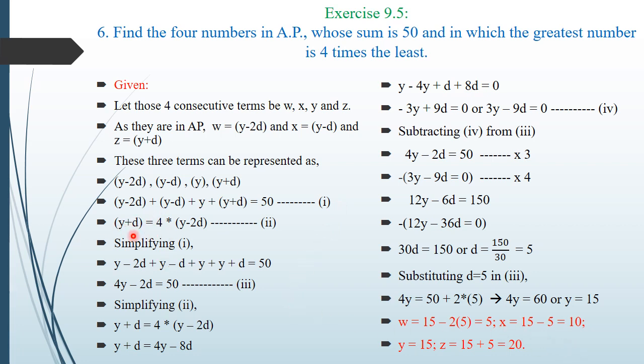Now let us see. The second statement says the greatest term is 4 times the least term. The greatest term is 20, the least term is 5. Isn't our greatest term 20? 4 times the least term, that is 5, 5 into 4 is 20. Therefore, we have found these 4 terms.